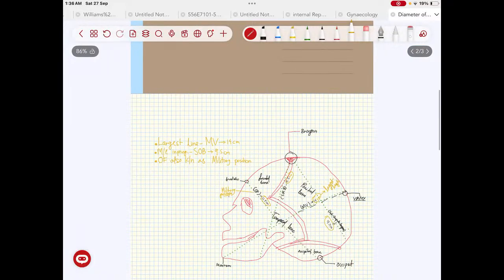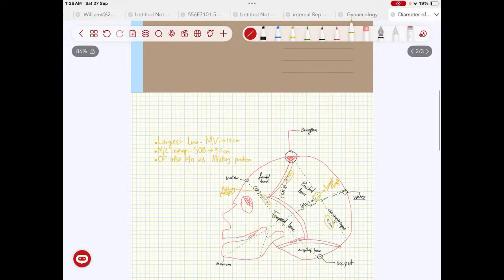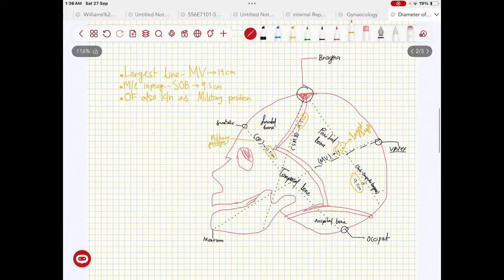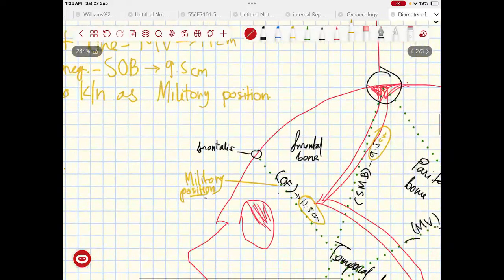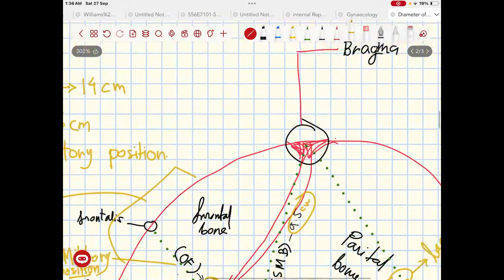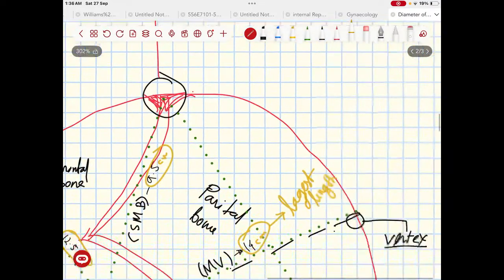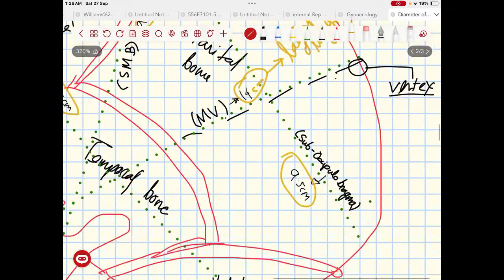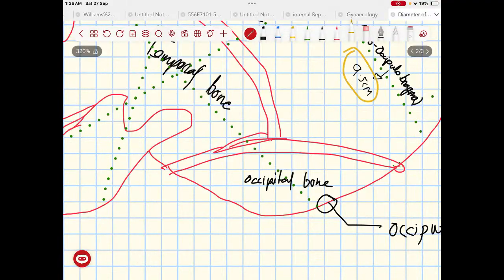Okay, so here are the three things we should know for the exam. There is the position, the frontalis in the forehead. This portion is the forehead, this is the frontal position, and this is the parietal position, this is the vertex position, this is the occipital bone, meaning occiput position.